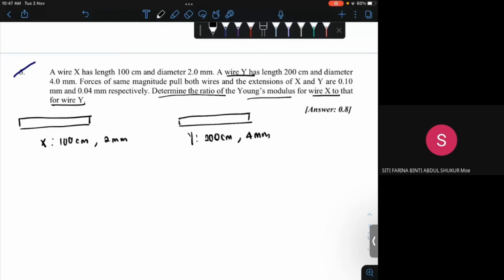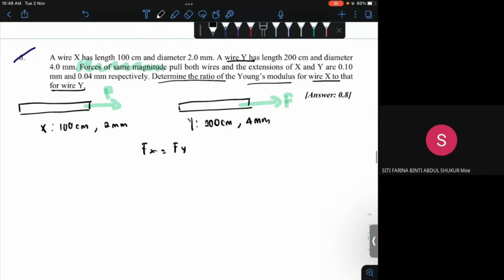So, apa dia cakap dekat sini adalah forces of the same magnitude. Maksudnya, you apply the same force for wire X dan juga wire Y. Force yang sama. F on X is equals to F on Y. Alright, F on X sama dengan F on Y dekat sini.